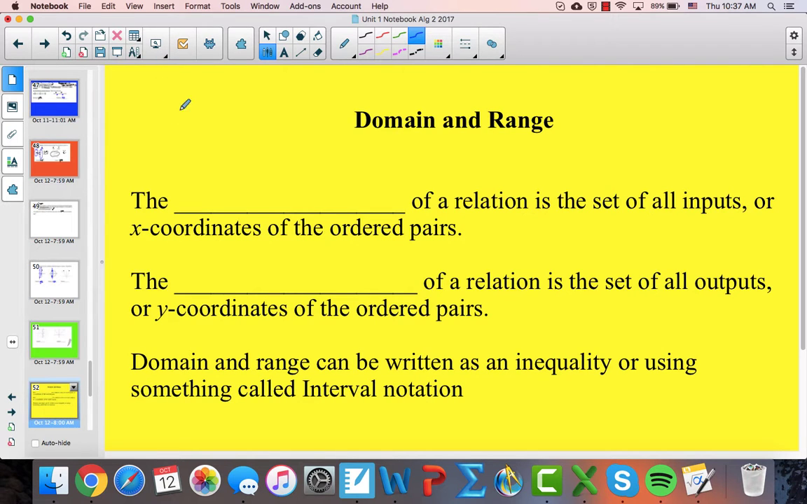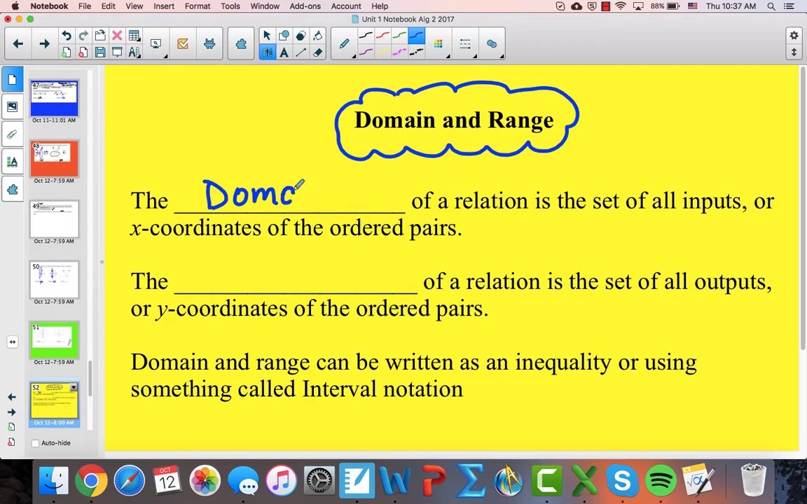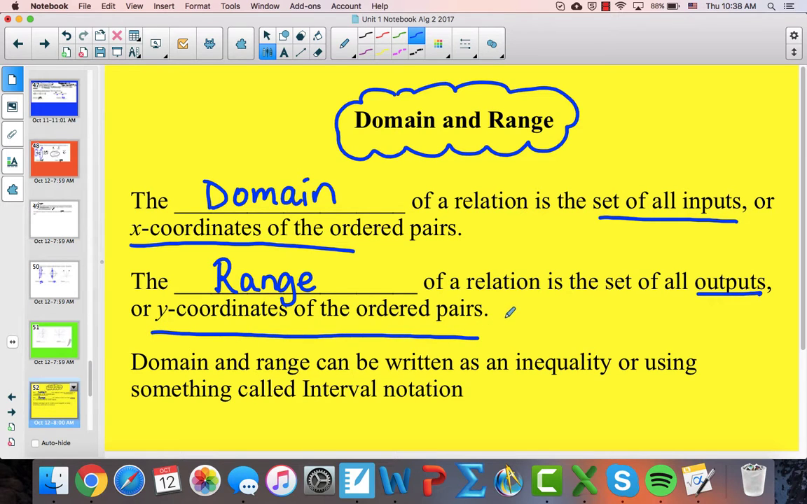But today we're going to talk more about domain and range, okay? So domain and range relate to functions, and they help us identify what values we can use in the function and some other things as they relate to functions. So the domain of a relation is the set of all the inputs or the x coordinates of the ordered pairs. Okay, the domain of a relation is all the x's, whereas the range of a relation is the set of all the outputs, which means all the y coordinates of the ordered pairs.